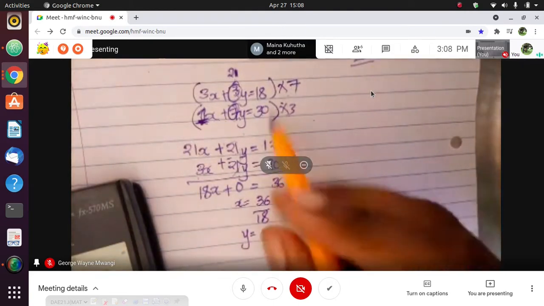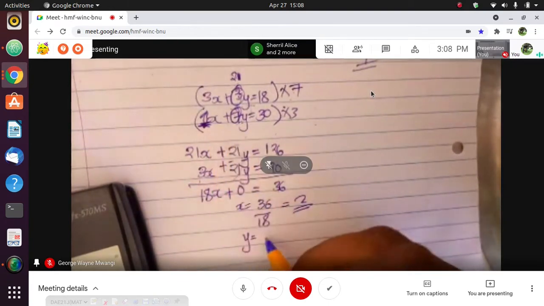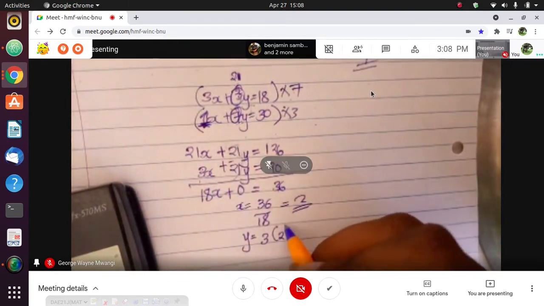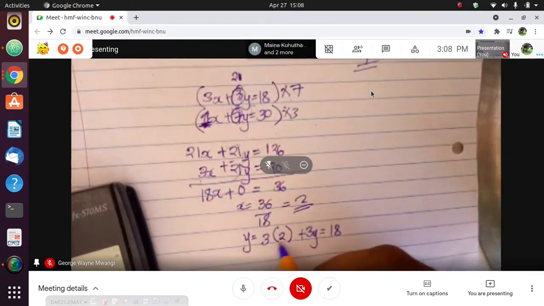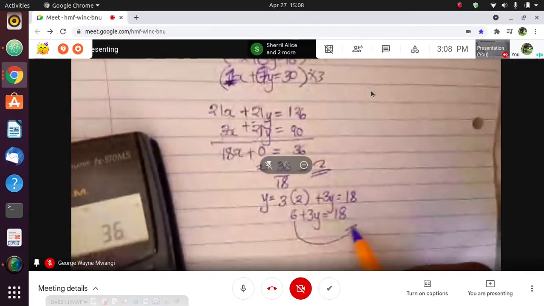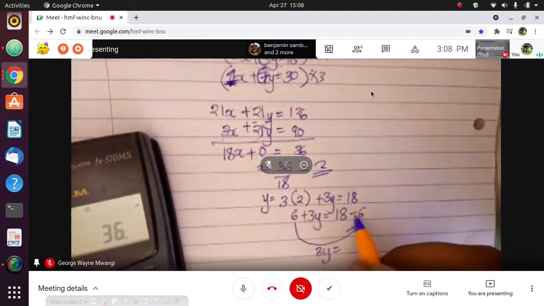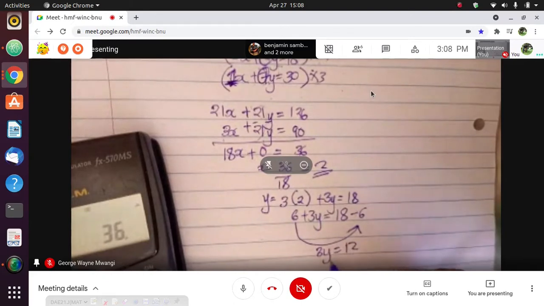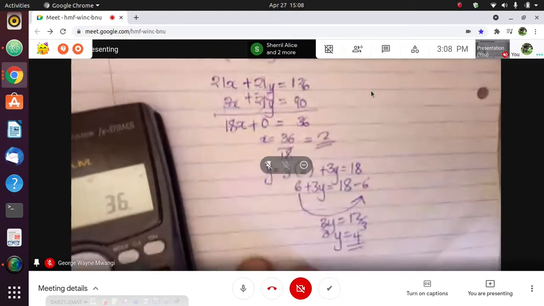We'll replace it in any of these equations. Let us replace it in the first one. So 3 times the value of x, which is 2, plus 3y is equals to 18. So 6 plus 3y is equals to 18. When we take 6 to the other side, it becomes negative. So we are left with 3y is equals to 18 minus 6, which is 12. We divide by 3 on each side to give us that y is equals to 4.